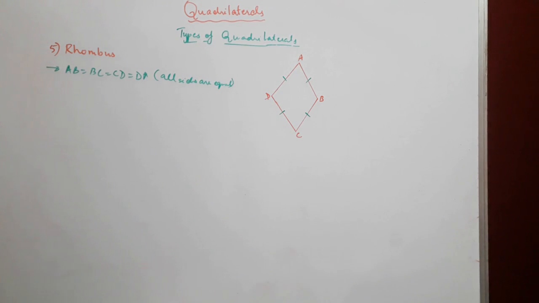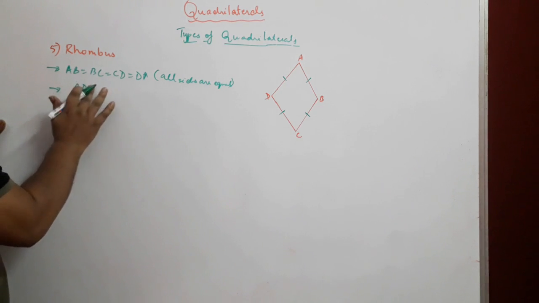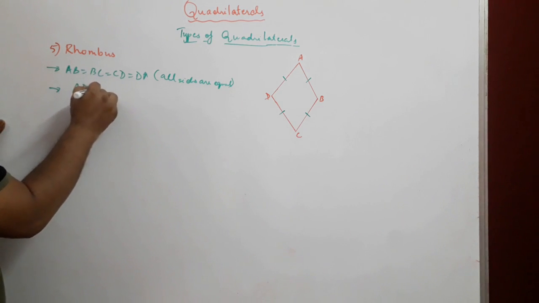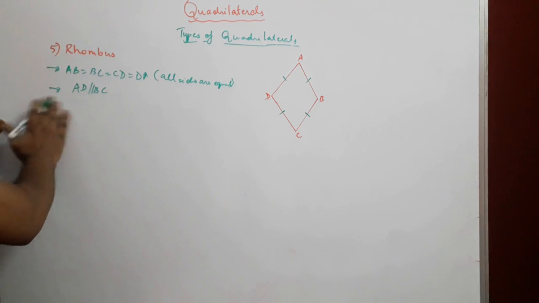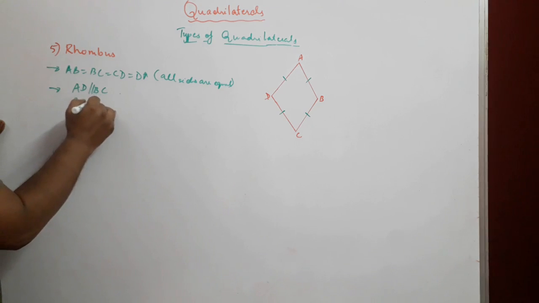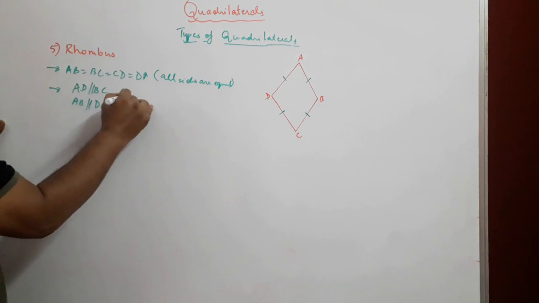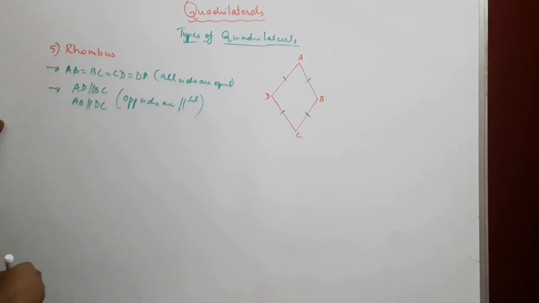What are the other properties that we know of a rhombus? In case of a rhombus, the opposite sides of a rhombus are parallel to each other. That means AD is parallel to BC, and we have AB parallel to DC. So opposite sides are parallel. This is another feature of a rhombus.